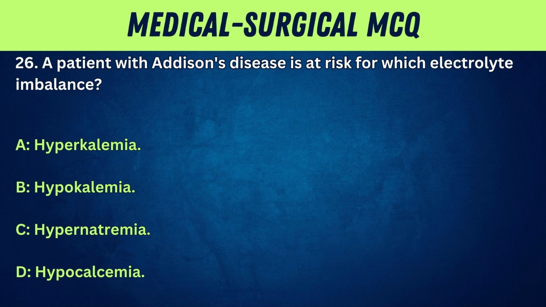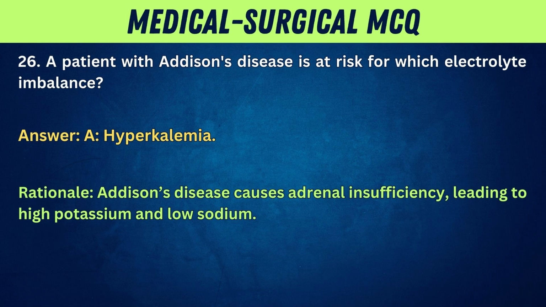A. Hyperkalemia. B. Hypokalemia. C. Hypernatremia. D. Hypocalcemia. Answer: A. Hyperkalemia. Rationale: Addison's disease causes adrenal insufficiency, leading to high potassium and low sodium.